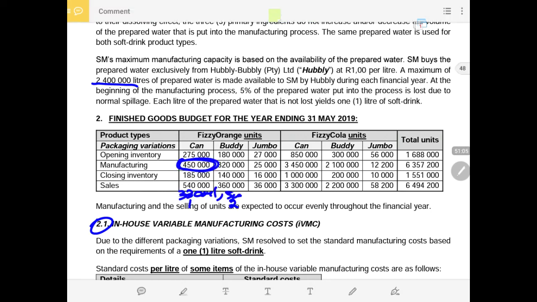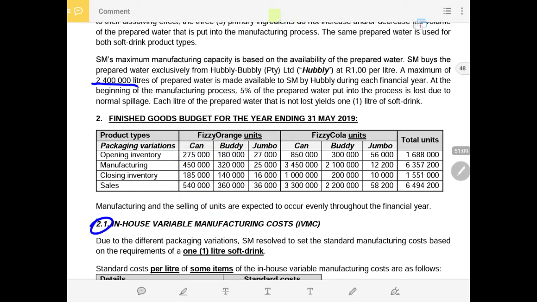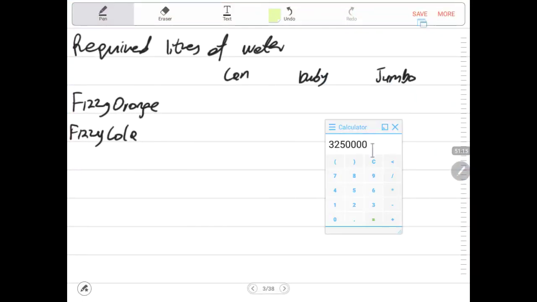In other words, we are now converting the milliliters and the units into equivalent liters. So we have 450,000 units, and we say 450,000 units times 330, because each unit is equal to 330 milliliters. The answer we get is the total milliliters of the units that we want to manufacture.